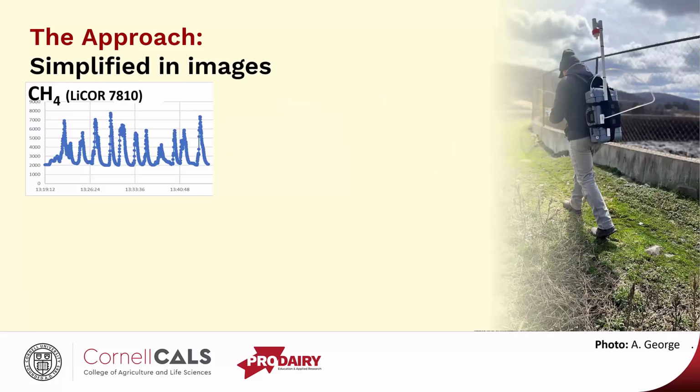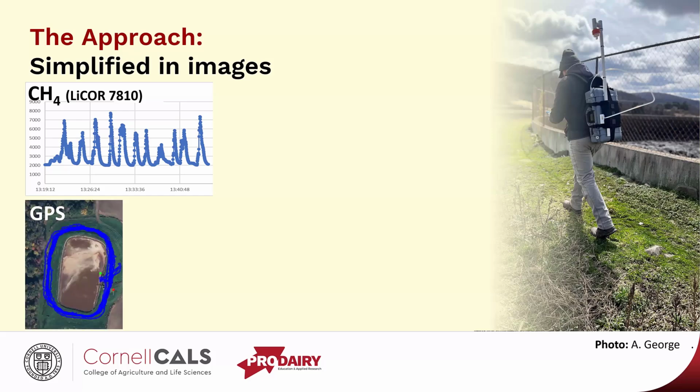So to simplify it, I'm more of a visual guy. We're basically walking around a manure storage with a localizer. And as we go downwind of the area source, we get into this peak methane, and then we go back upwind and we get down, right? So we're doing 10 laps. So each lap is a peak.